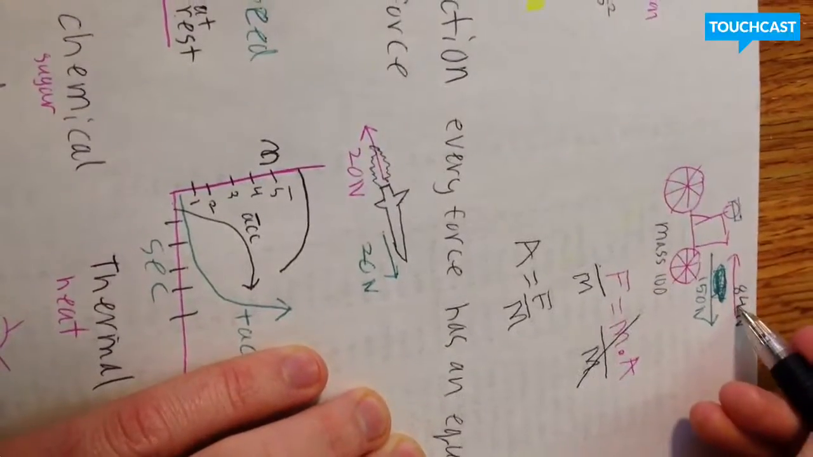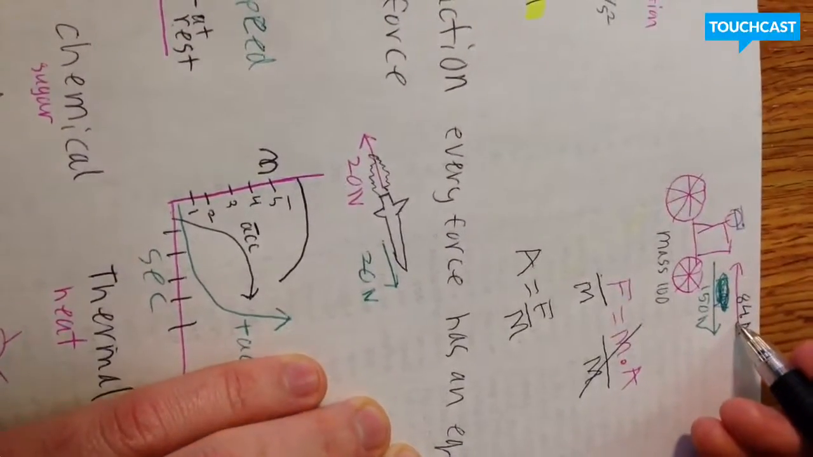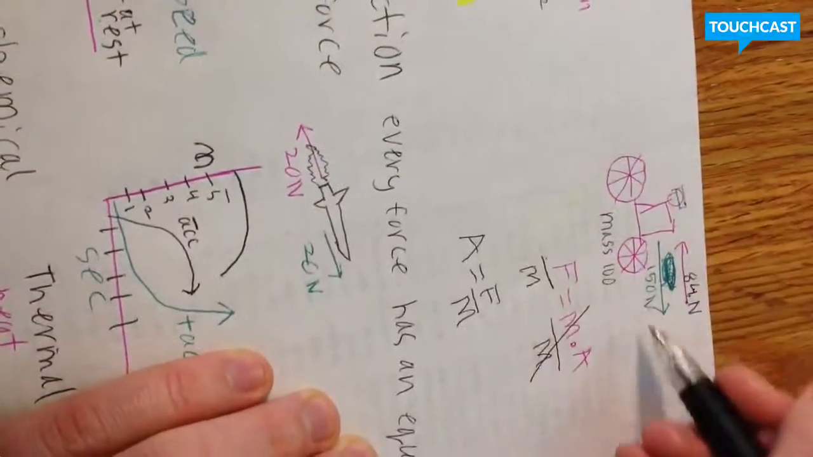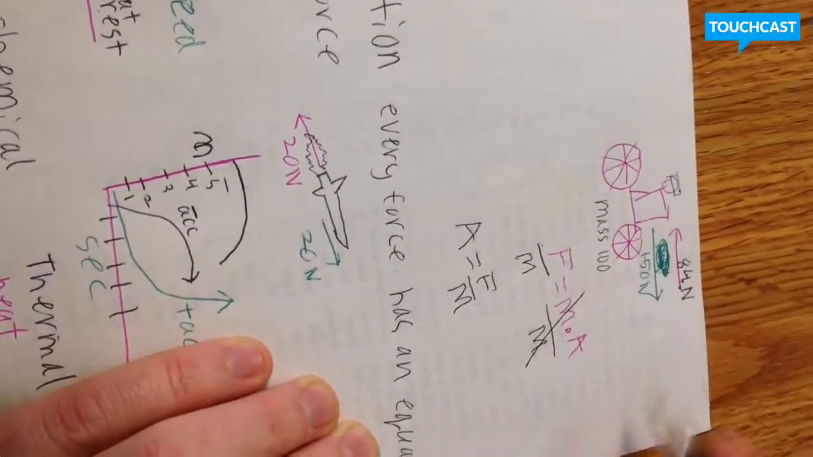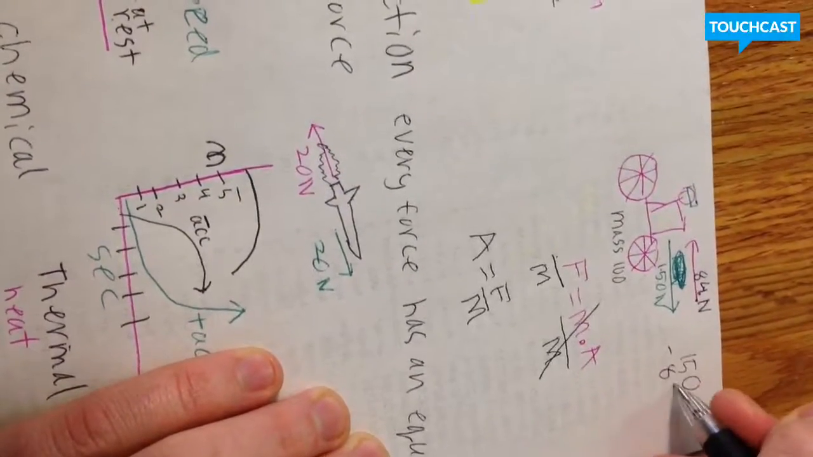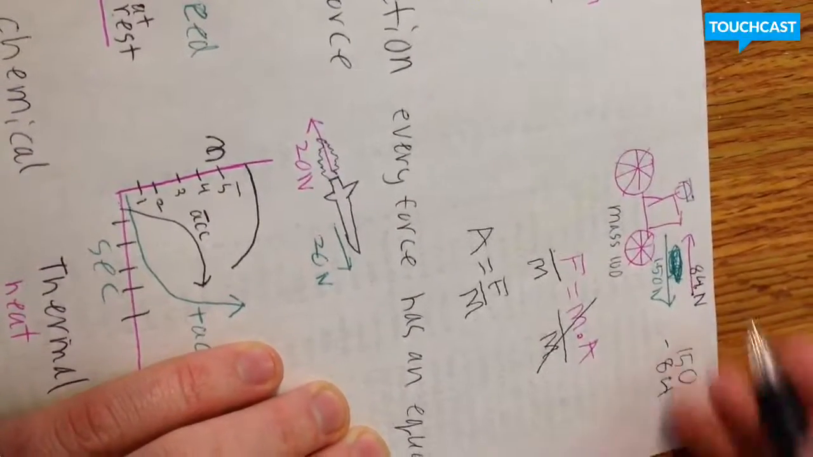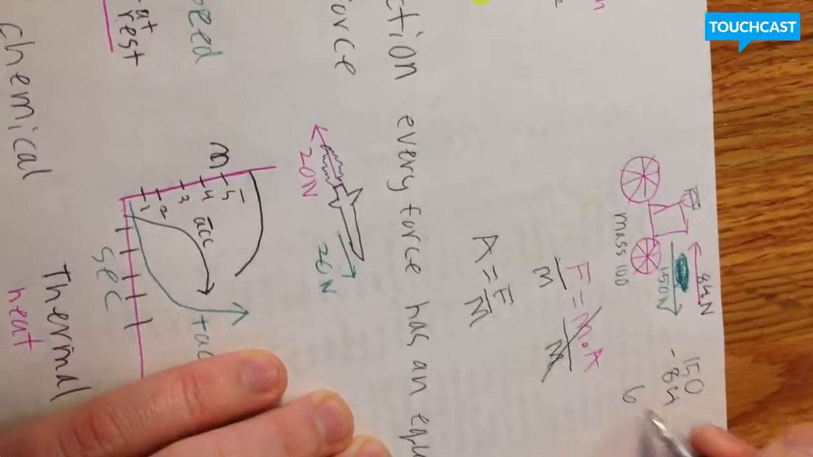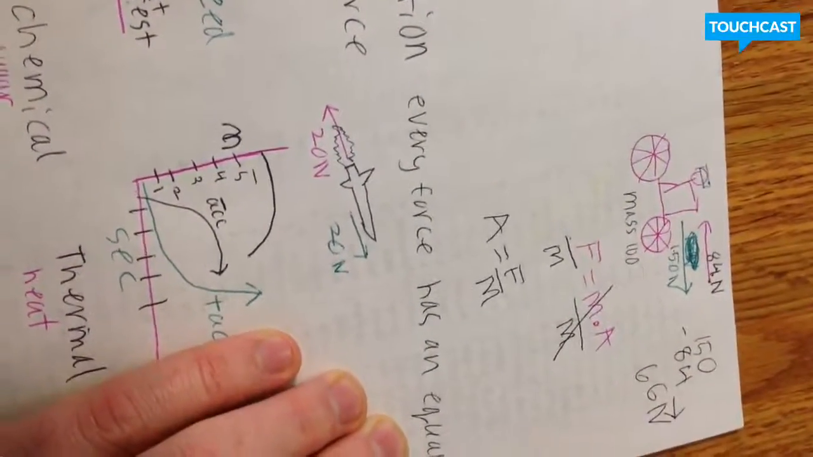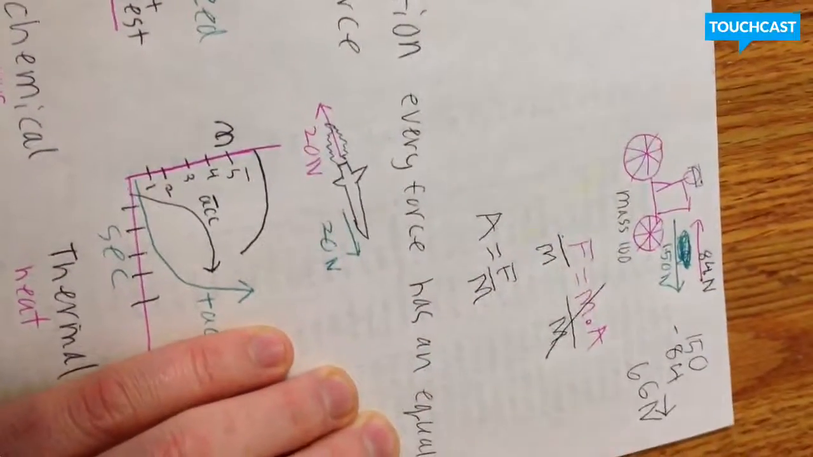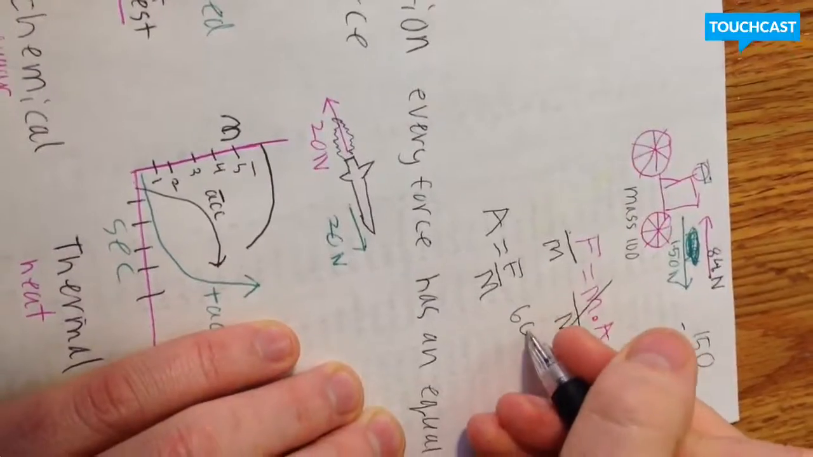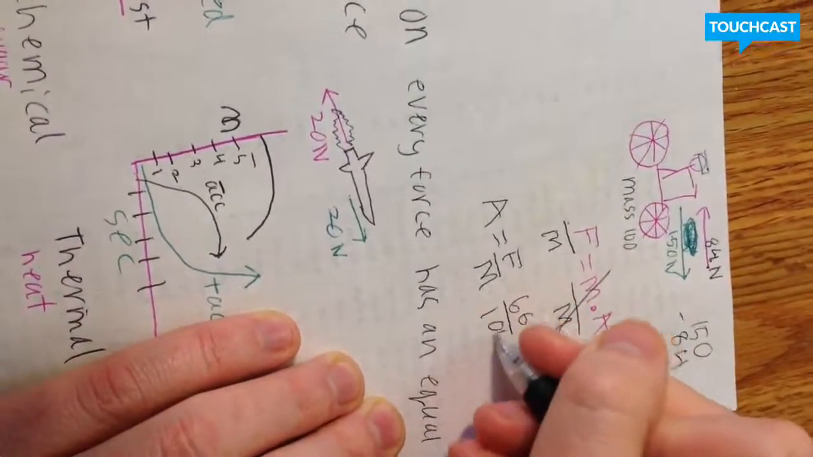Now our next step over here is to find our net force, because we have 84 from the wind pushing against him and 150 pushing forward. So you just take 150 minus 84 and you are left with 66 newtons forward. Then all you do is, once again, our formulas are here so we don't have to think. You take 66 divided by 100.